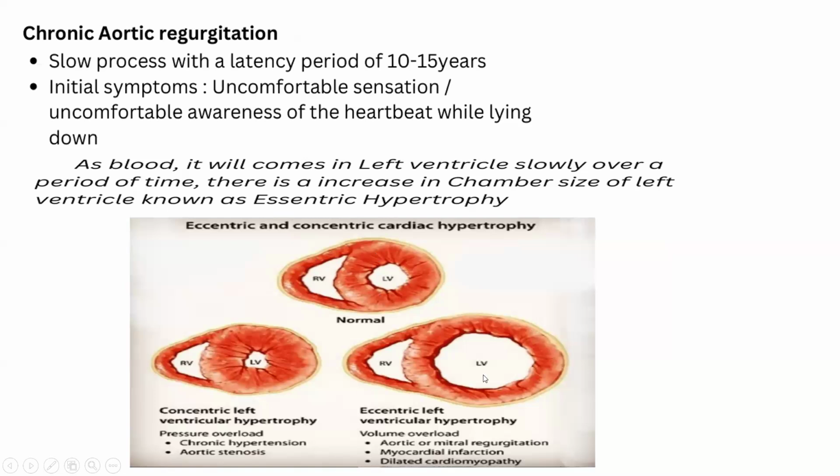So in eccentric hypertrophy, what happens because of this chronic regurgitation, the left ventricle chamber size also, you can see, is enlarging, along with a slight increase in the heart wall thickness. That is eccentric left ventricle hypertrophy. And the cause of eccentric hypertrophy is always volume overload, because when volume is coming in, the chamber will have to increase its size. So conditions like aortic or mitral regurgitation, myocardial infarction, dilated cardiomyopathy come under eccentric hypertrophy.